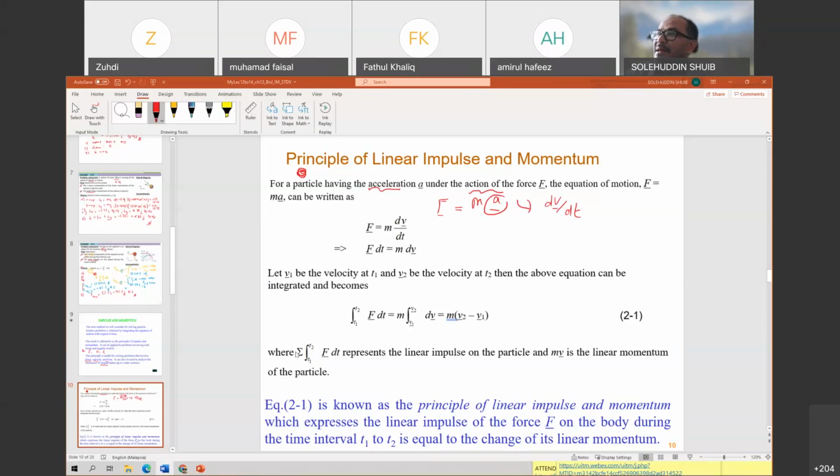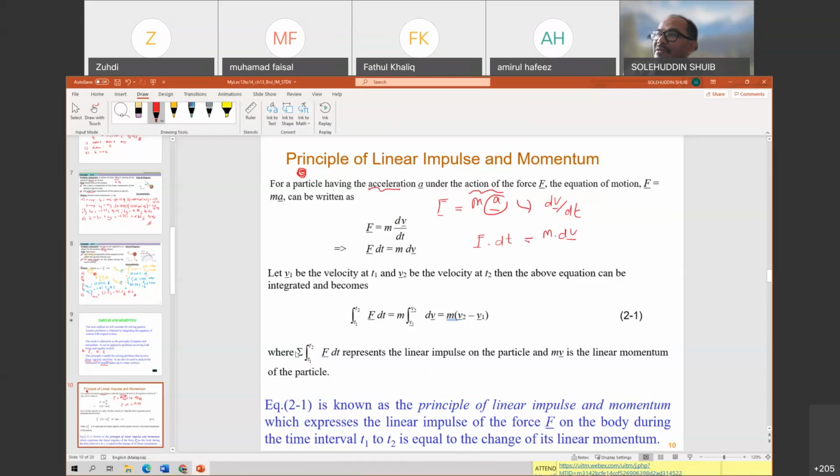So we can cross multiply both sides. You get F dt equal to m dv. We substitute here: F equal to m dv/dt, and then you cross multiply both sides. You can get F dt equal to m times dv.